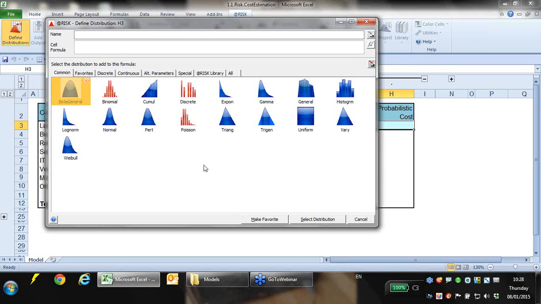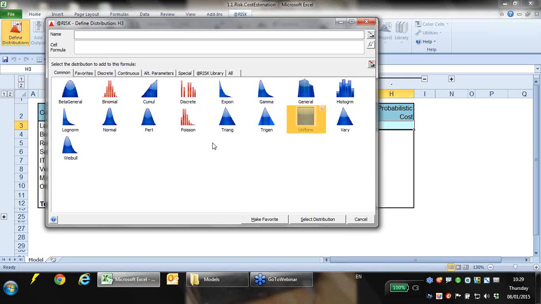From a cost estimation perspective, we might use a PERT, we might use a log normal, we might use a triangle, a trigen, a uniform. Any of the others? Probably not really. I don't tend to see it very much. Sometimes a normal, but I fundamentally disagree with a normal distribution being used for costs, which I'll maybe come on to in a little bit if I've got time to get on my high horse.